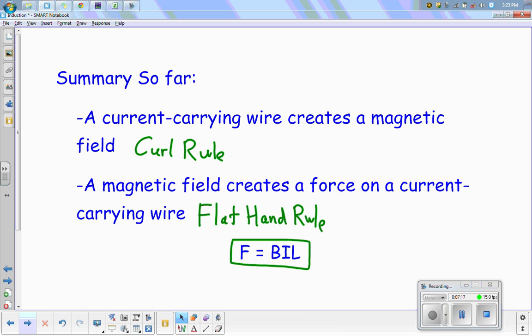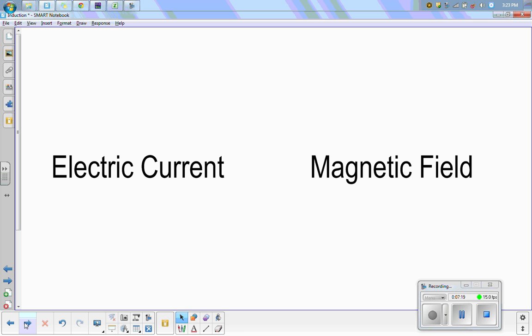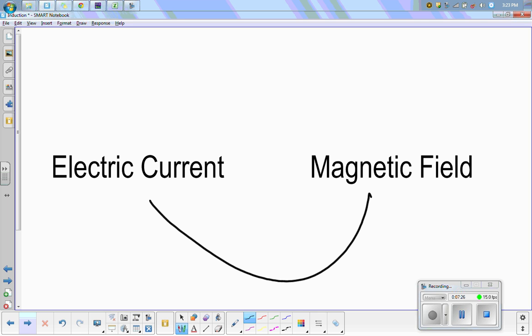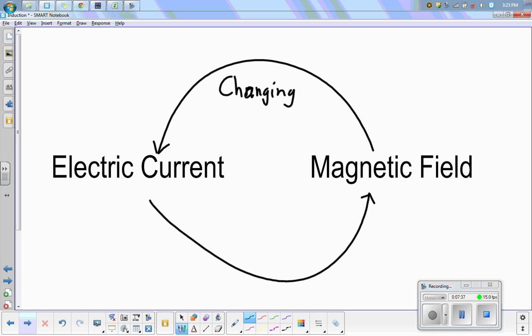When we combine these two ideas, we come up with Faraday's law of electromagnetic induction, which is that an electric current creates a magnetic field, and a changing magnetic field creates an electric current. Keyword there is changing. You can't have a constant magnetic field because, well, we sit in a constant magnetic field, the Earth's magnetic field, and nothing happens. But when you start moving around inside of that magnetic field, or moving the magnetic field itself, you start changing the field and creating some electric current.